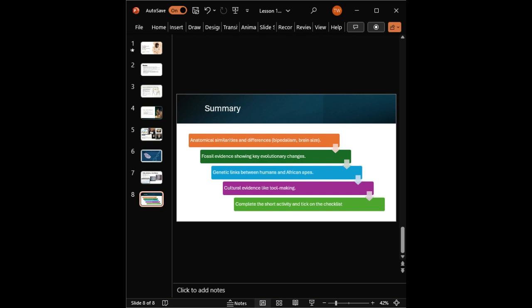Take a moment to reflect on this. How do you think these different types of evidence all came together to tell the story of where we come from? Before we end, think about this reflection question. Which type of evidence, anatomical, fossil, or genetic, do you find the most convincing for showing our connection to African apes? And why? Give us a reason, please. Write down your thoughts and we'll discuss them in the next lesson.